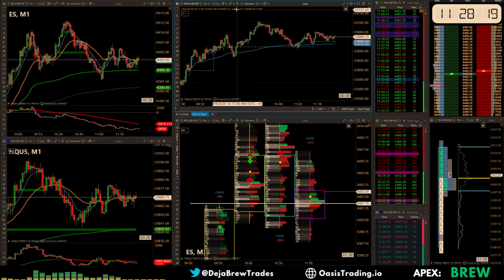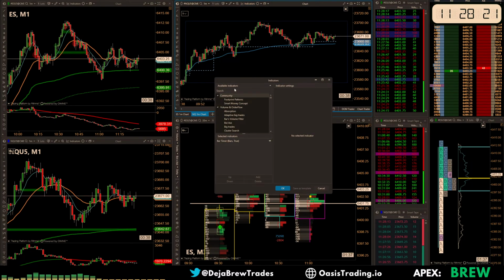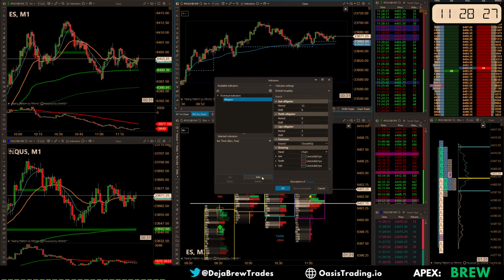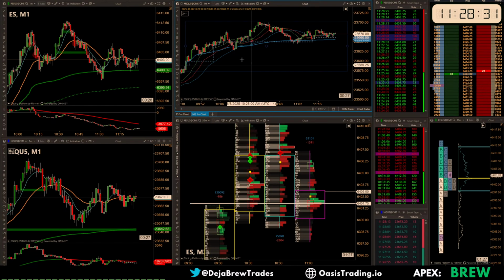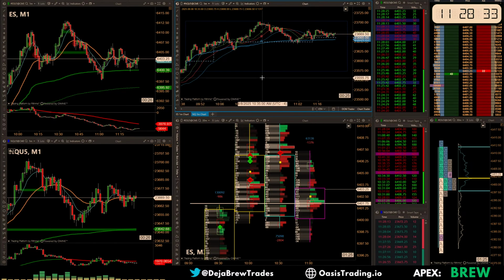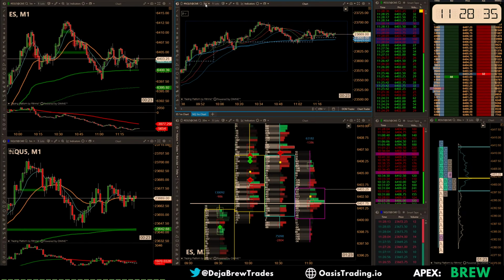I believe Addis has the alligator. It's a very popular indicator. Pretty much everything has it. Yeah, alligator, there you go. That's what the alligator looks like. It's a 3 EMA system.